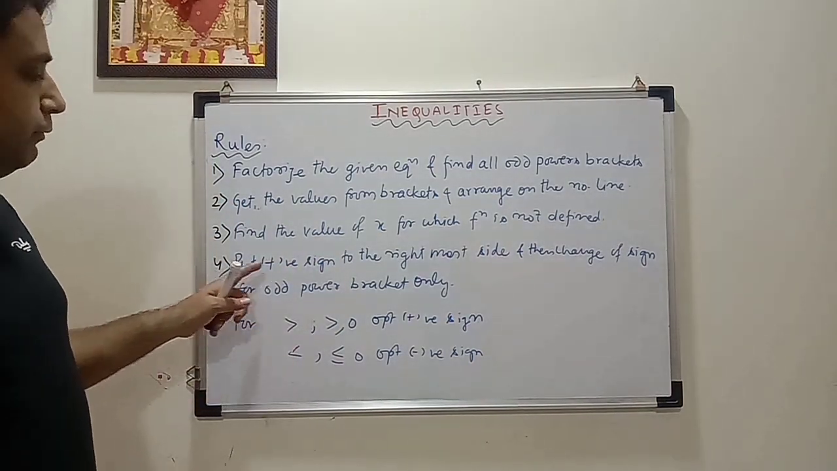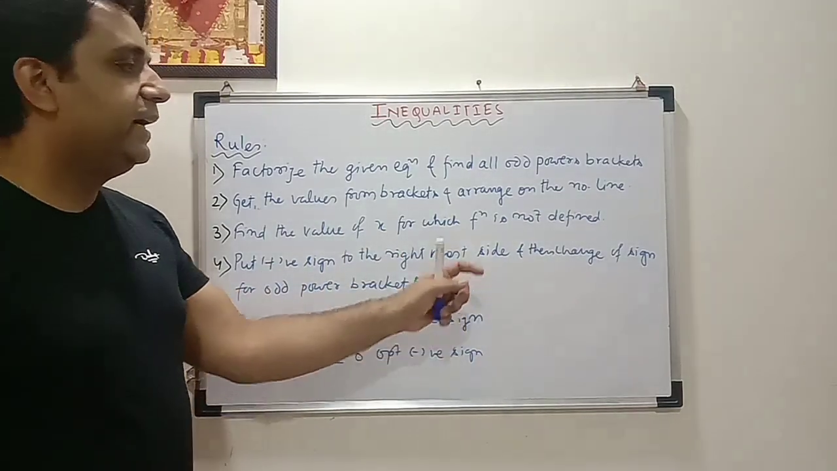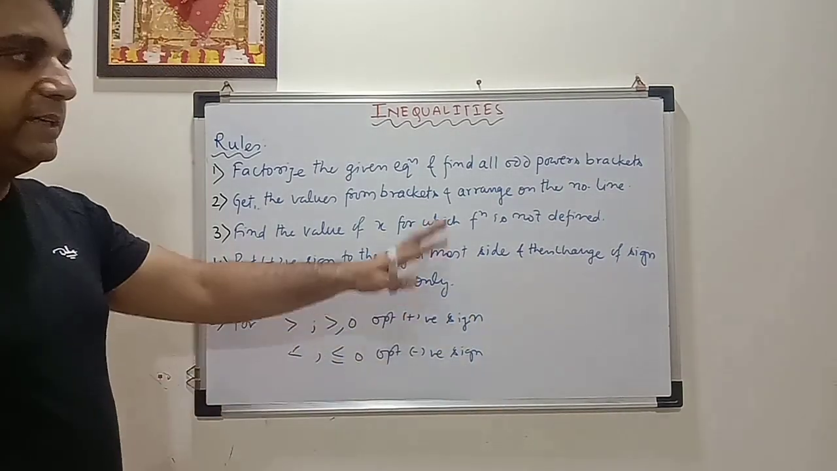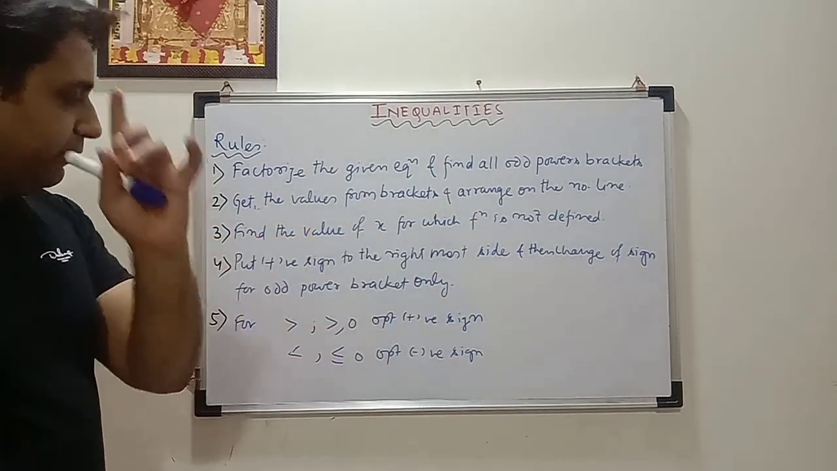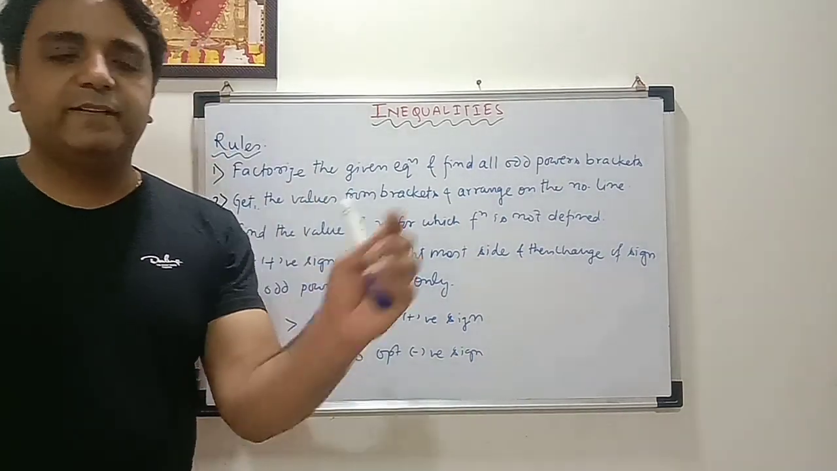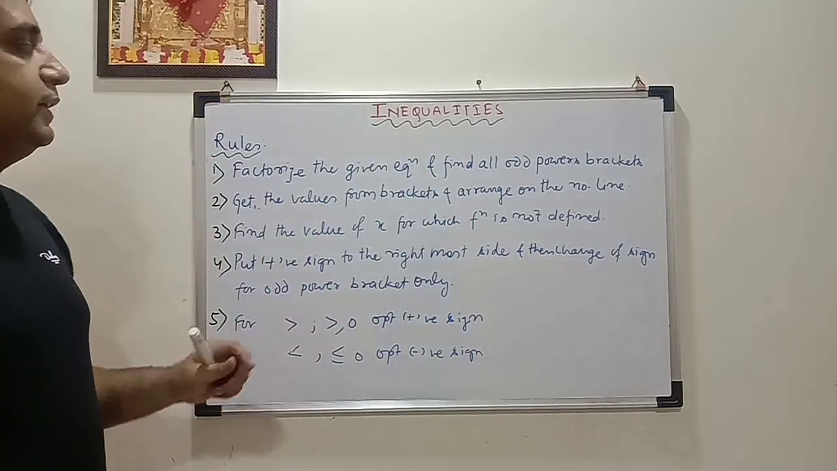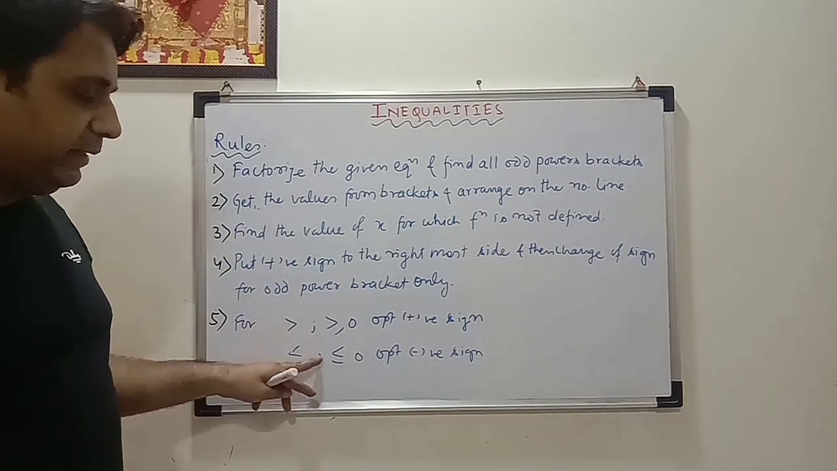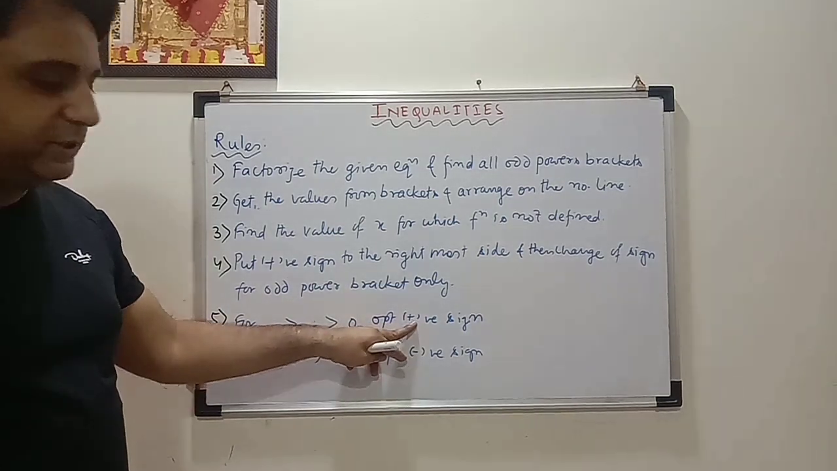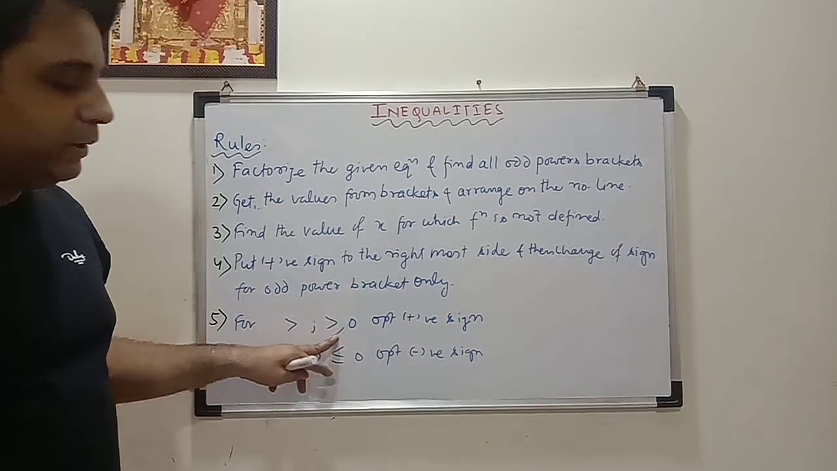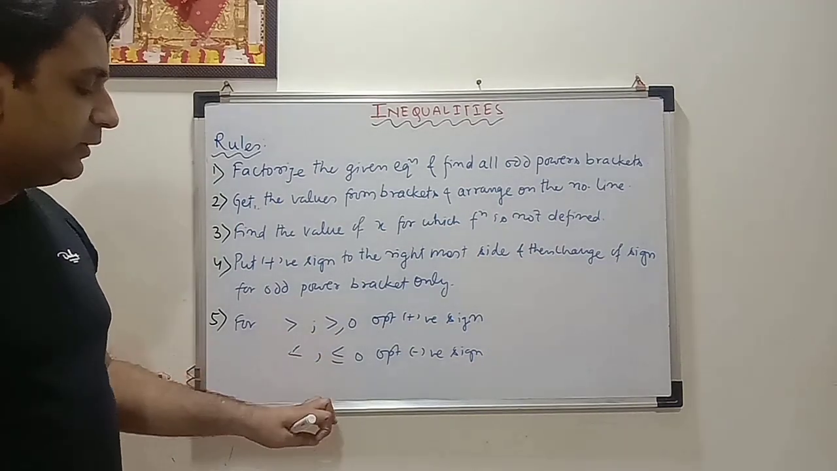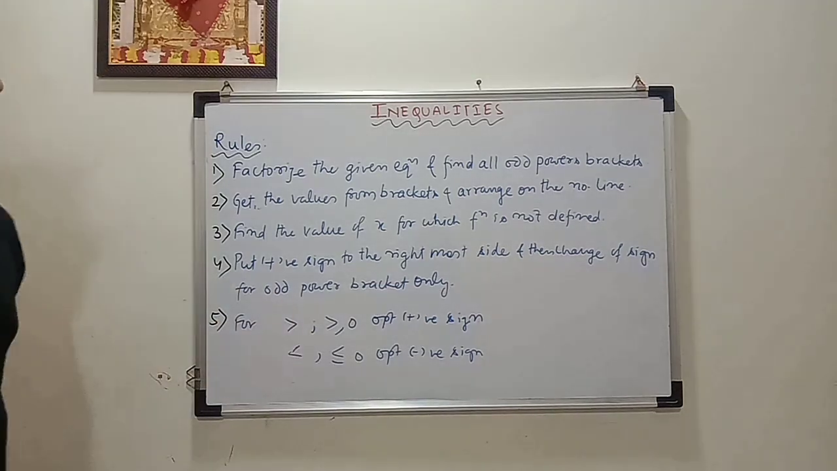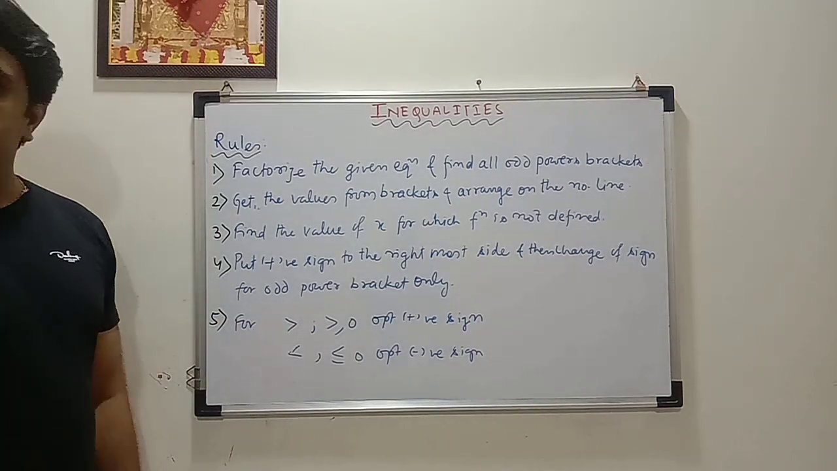Next is what? Put a positive sign on the rightmost side and then change the sign for odd power brackets only. We'll see that in the example, but you have to remember it. And the last one is what? When the function is given with a less than or greater than or equal to sign, you need to take a positive sign when it is greater than or greater than or equal to 0, and a negative sign if it is less than or less than or equal to 0. So write first and then we'll check the example with the rules.